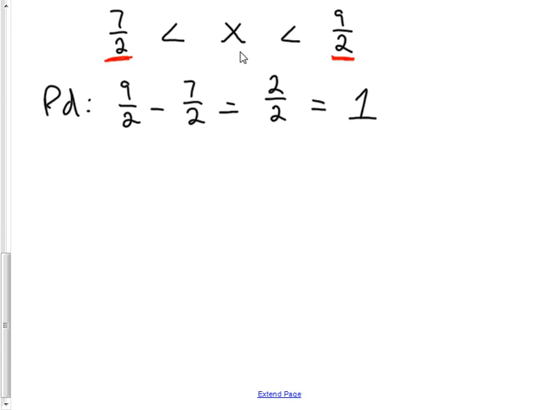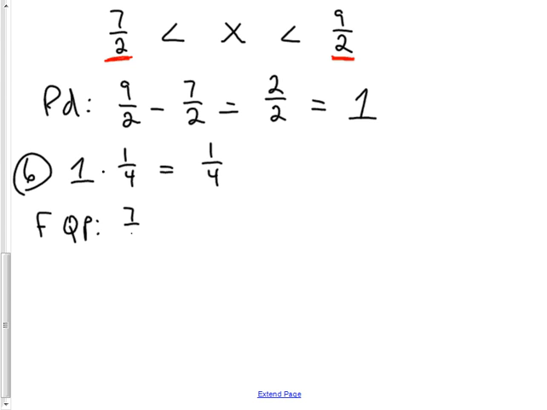All right, to get my increments here, sixth thing here. I'm going to take my period, and I'm going to take 1/4 of that. So 1 times 1/4 is going to give me 1/4. So I'm going to start at my first quarter point, which is 7/2. And then for my second quarter point, I'm going to take 7/2, and I'm going to add 1/4 to that.